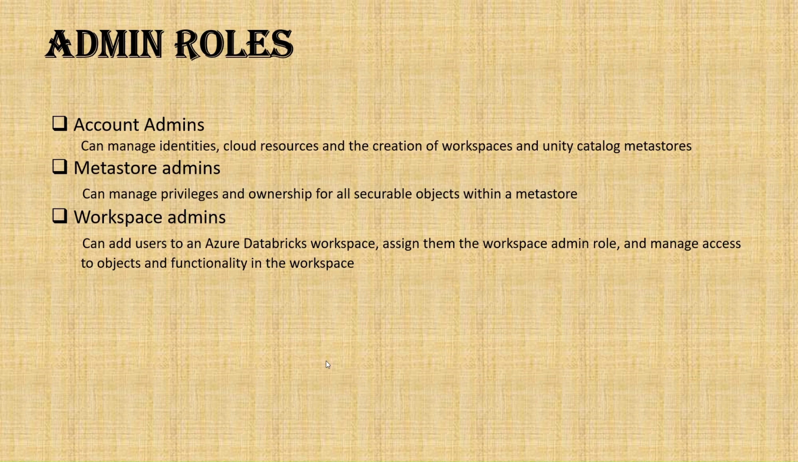Admin roles in Unity Catalog. There are three admin roles available in Unity Catalog, right? We have account admin, metastore admin, and workspace admin. The account admin is the top level admin who can manage the identities, cloud resources, and also the creation of workspaces. They can also create the Unity Catalog metastores. And the account admin can enable workspaces for Unity Catalog. They can grant both workspace and metastore admin permissions too.